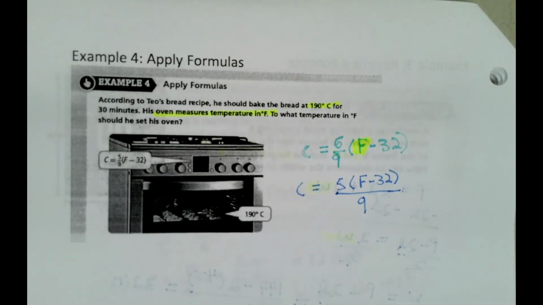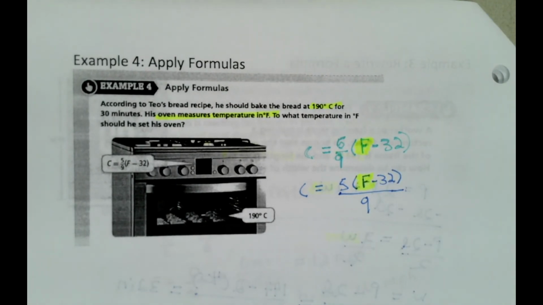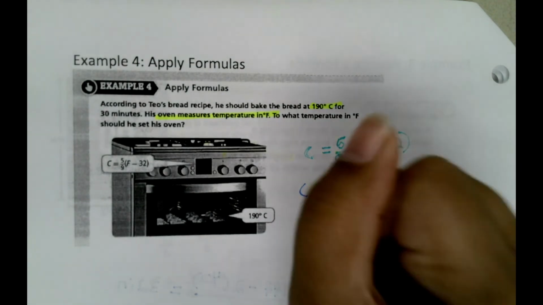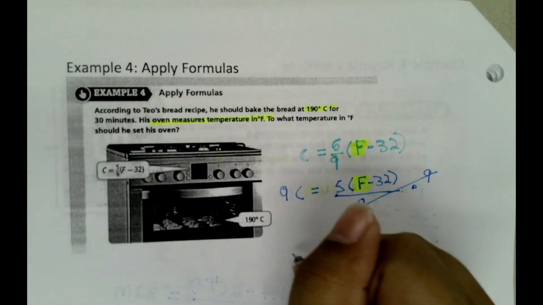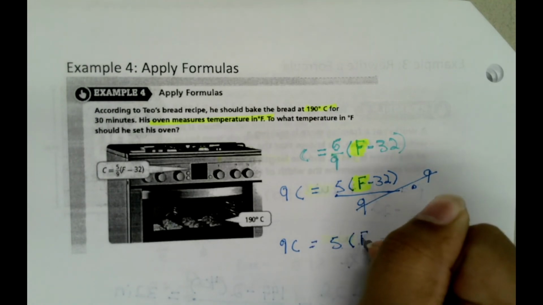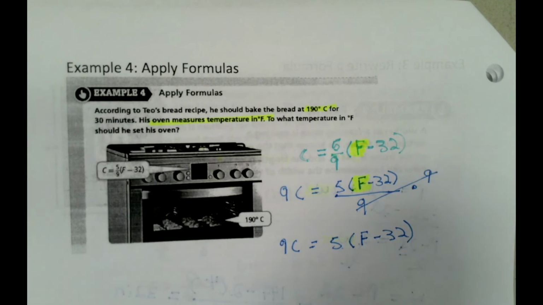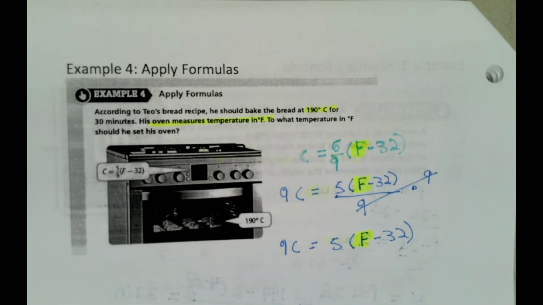We got rid of that denominator, leaving us with 9C equals 5 times F minus 32. Well, that F is still not on its own. So we have two options here. My kids love to distribute, but sometimes we don't have to. Notice that the F minus 32 is just a number times the 5. If we were trying to get rid of this, we could just divide by 5, right? If we divide this entire thing by 5, it still cancels. So we divide by 5.